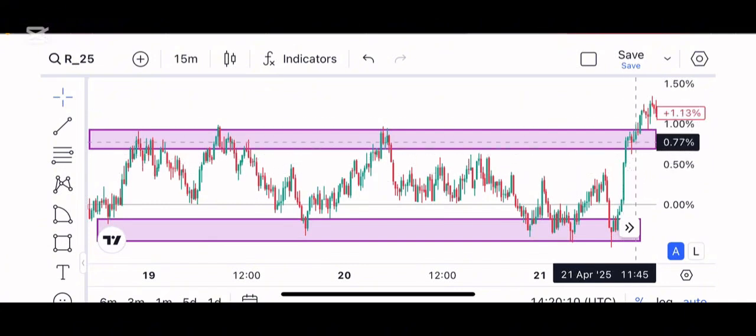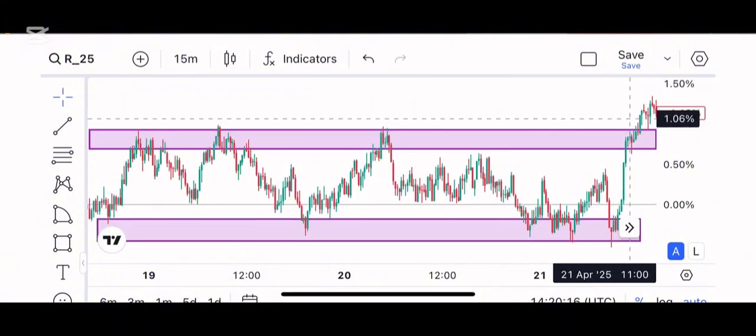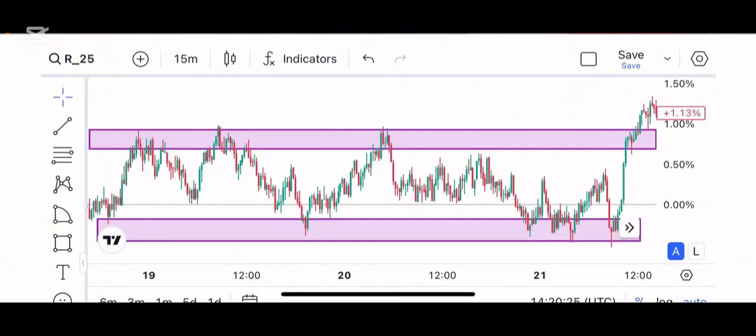Now, the market broke out, right? But this is not the breakout strategy. So what some people will do is that at this point, because the market has broken out, they will come now to take buy trades. And that is not how to do it, guys. You will end up in a very difficult mess.